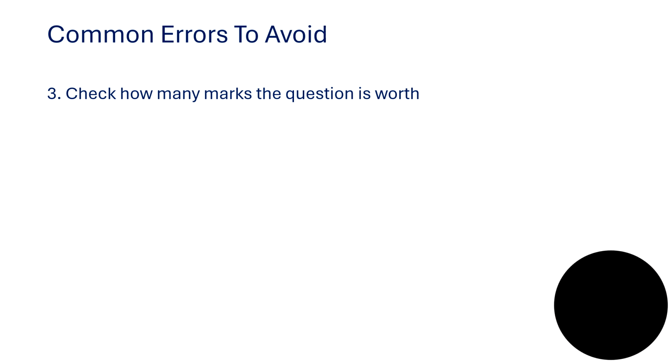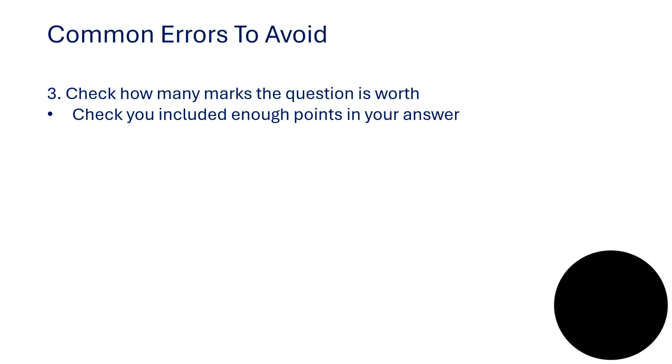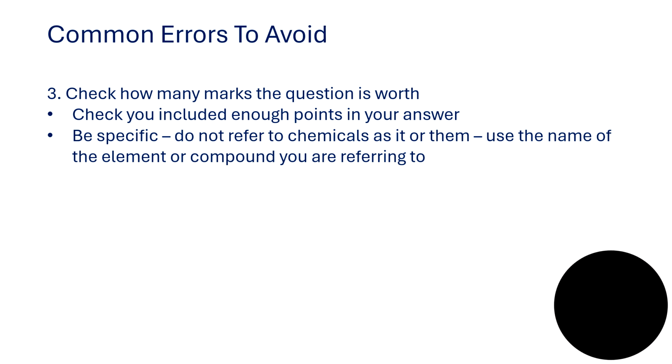And finally, check how many marks the question is worth, and that's generally in brackets at the end of the question. That way you can make sure you've included enough points in your answer to achieve that many marks. Be specific. Do not refer to chemicals as it or them. Use the name of the element or the compound you're referring to. And use your working for calculations. This way, if you get a little part of it wrong, you'll still get some of the marks. And if you make a miscalculation when you put the numbers into your calculator, again, you'll still get partial credit.